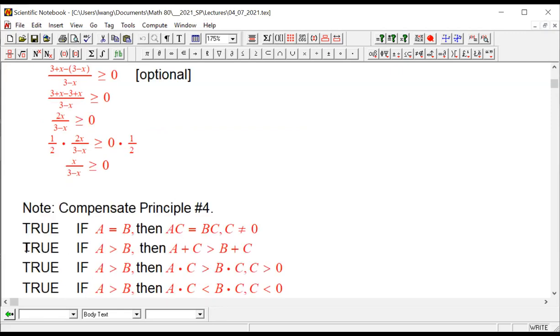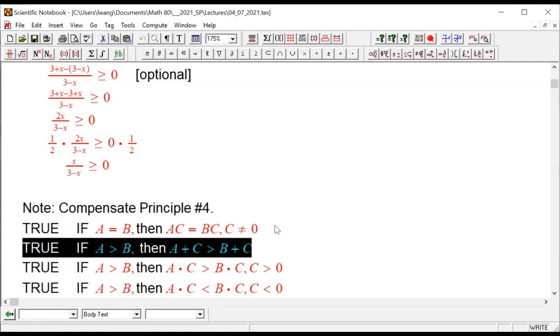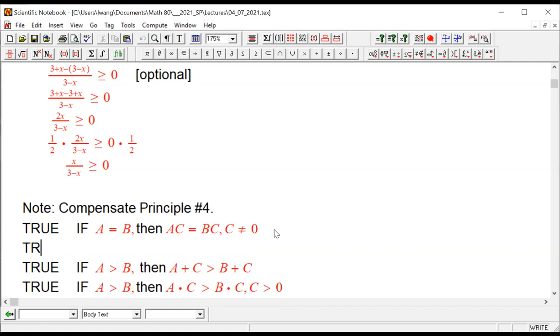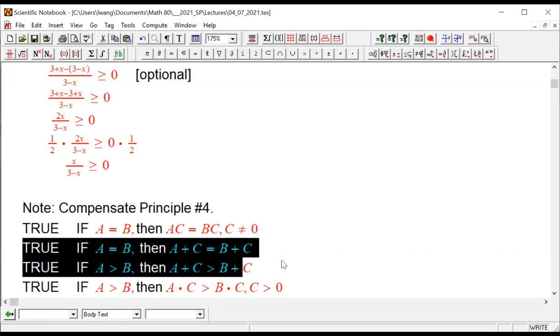So this principle, you see this principle, it's similar to principle number 3. Let me just put them together so you can see the comparison, so you don't get all confused. Oh, I have so much to remember. No, you don't. There's not much to remember. So A plus C equals B plus C. You can see that with these two principles, when you're adding or subtracting, whether it's an inequality or equation, it doesn't really matter. It doesn't make any difference.